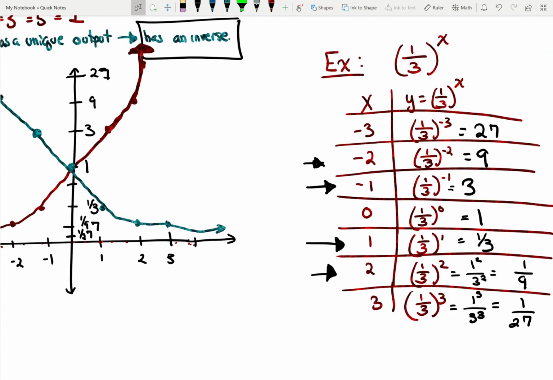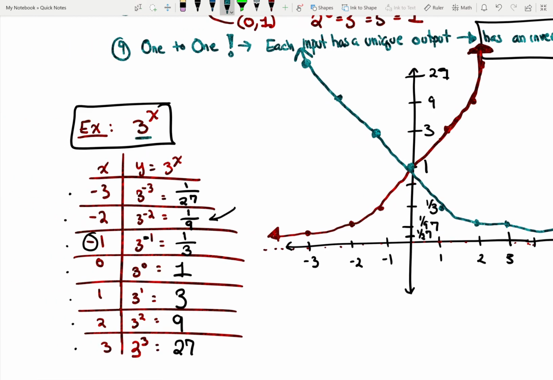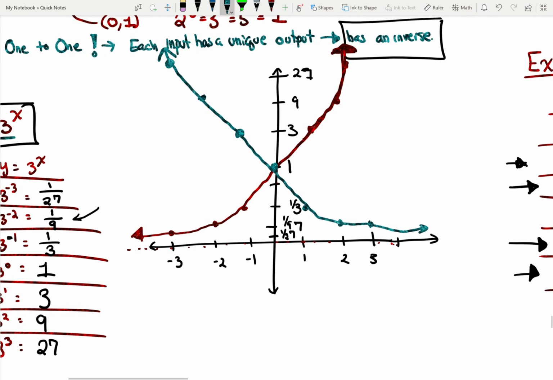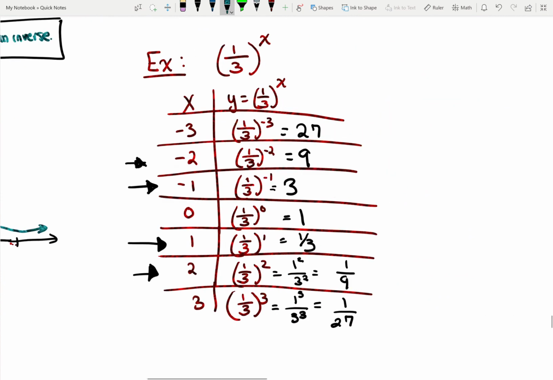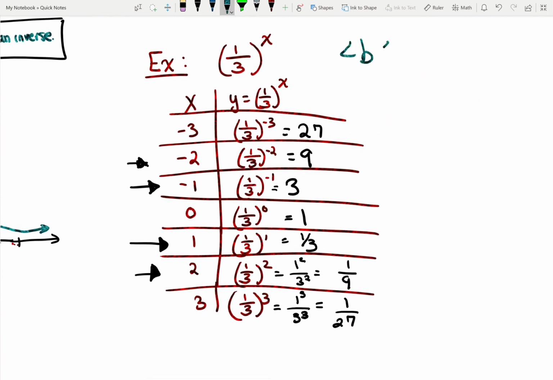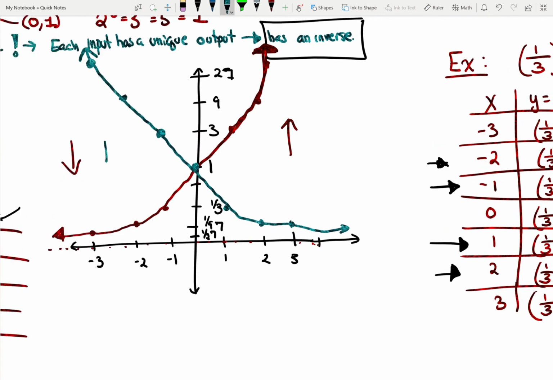So if your base here is some number greater than 1, your graph will go up in the right and down in the left. However, maybe I should have switched letters there. However, if your base B is between 0 and 1, so like 1/3 is between 0 and 1, then your graph will go up in the left and down in the right.